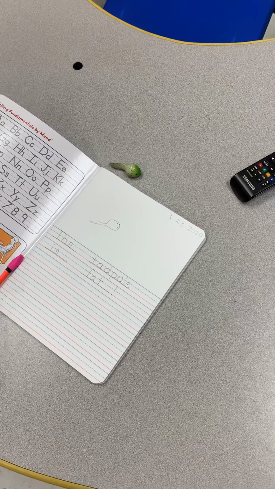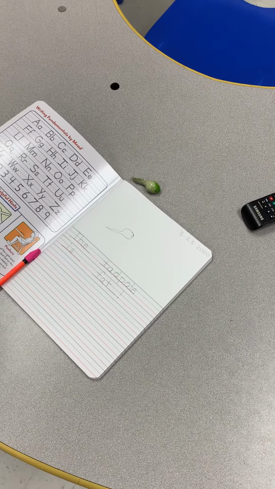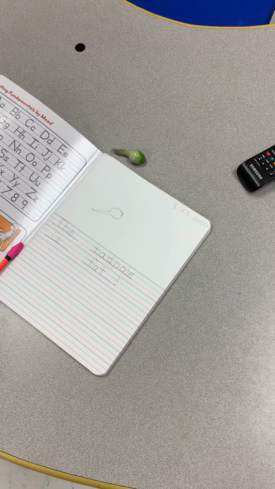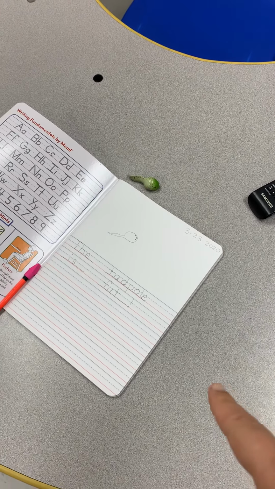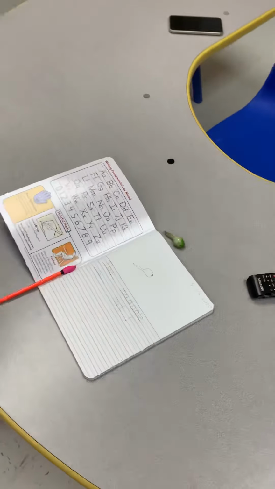So, parents, this is just a little idea of ways you can help your child at home whenever they have journal entries on Monday. And if you'll notice, when they do their journal entries, they will more than likely ask you what the date is at the top, because that is what we do every day in class.